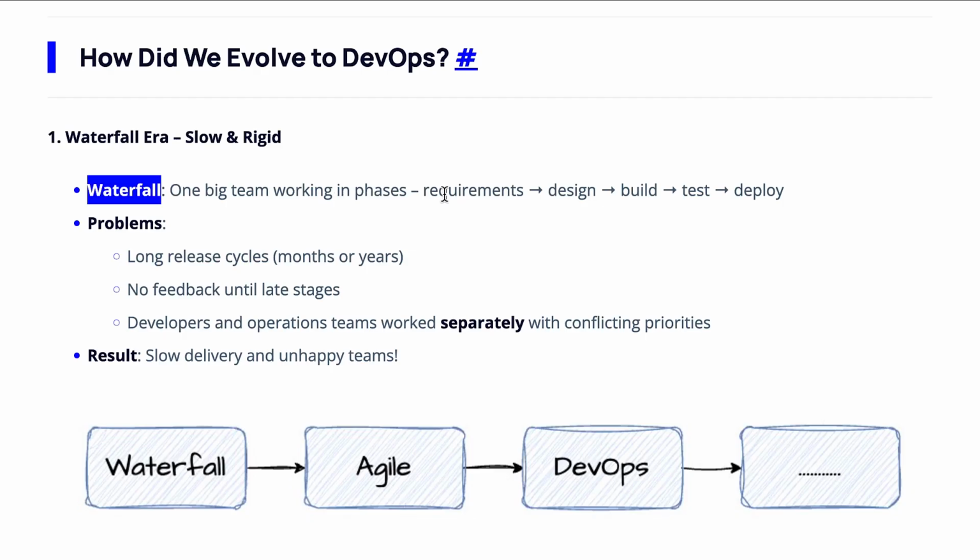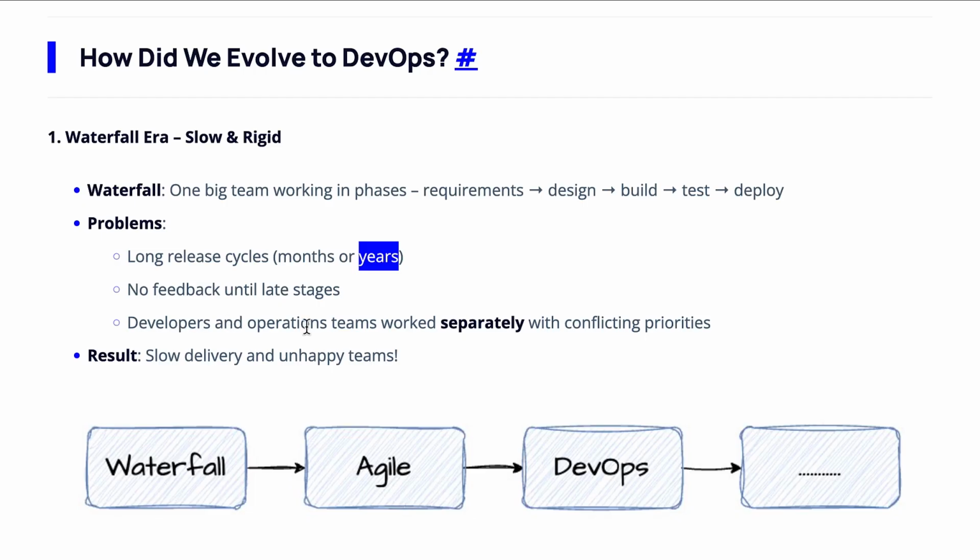They worked in long phases: requirements gathering, design, build, test, and deploy. Each of these phases could sometimes run from weeks to months. And taking software live, showing your working application to users, took sometimes a few months, and in a few very, very bad situations, it also took a few years. So the waterfall model had one big team working in a number of phases with long release cycles, and there was no feedback from the users until very, very late stages.